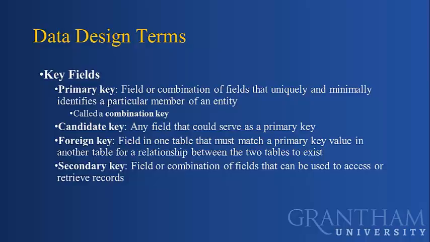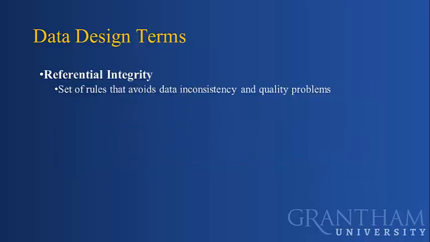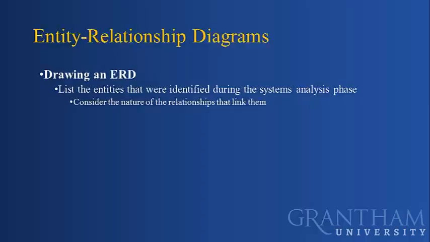For an illustration of the key fields, see Figure 9-10 in Chapter 9, page 284. For additional content about the key fields, review pages 283 to 285. Data design terms, referential integrity, is a set of rules that avoids data inconsistency and quality problems. For more information about referential integrity, read the content in Figure 9-11 on page 286.